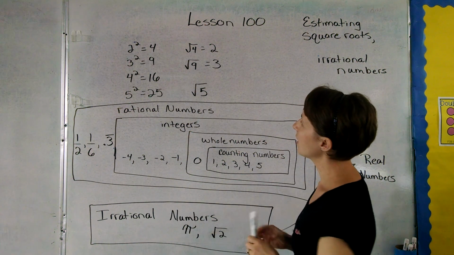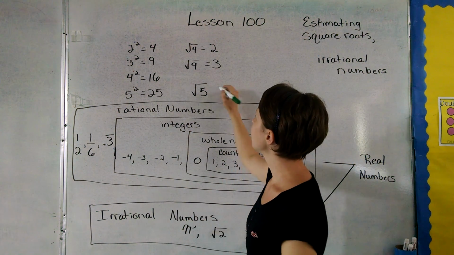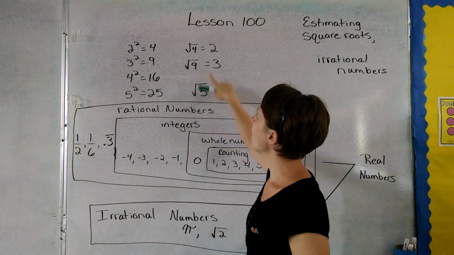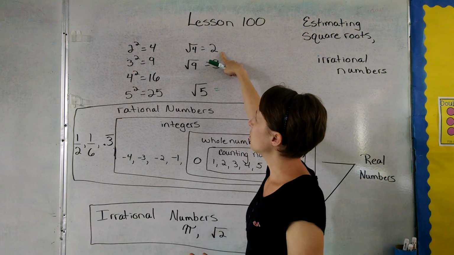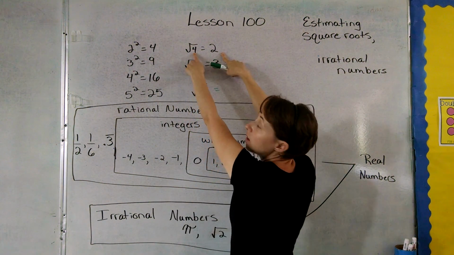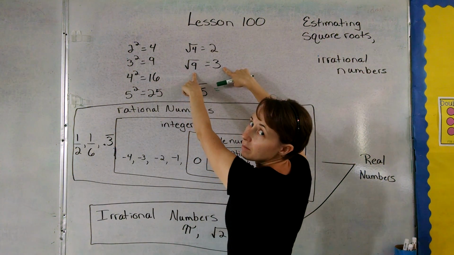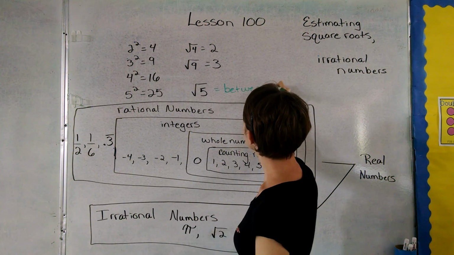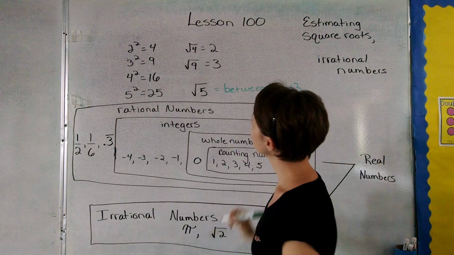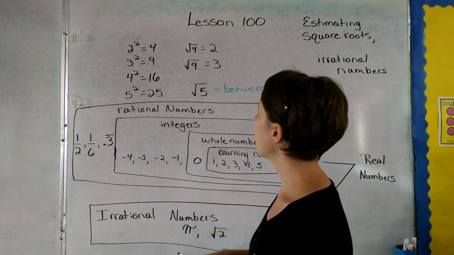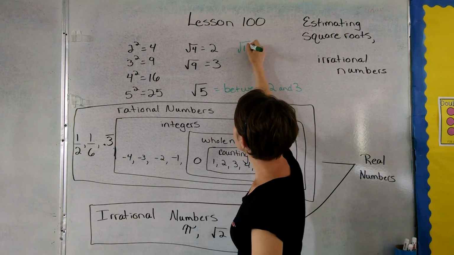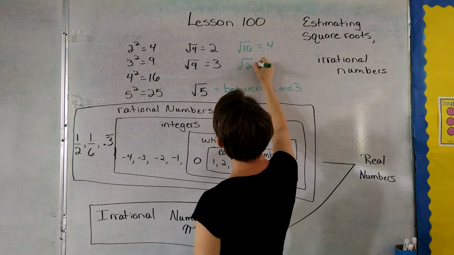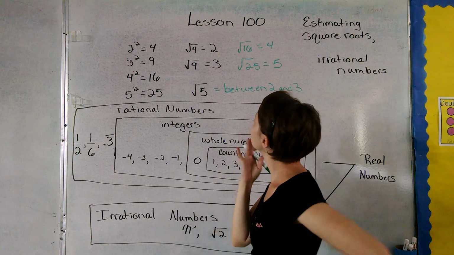Today, when they ask you to find which whole numbers it's between, we don't actually want you to solve. They just want you to recognize that the square root of 5 has to be bigger than 2 because it's larger than 4. And it has to be smaller than 3 because it's smaller than 9. So our answer is going to be between 2 and 3. Similarly, if they gave you the square root of 16, you would know that that was 4. And if they gave you the square root of 25, you would know that that was 5.